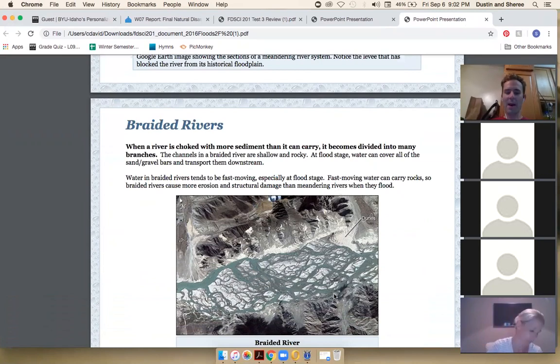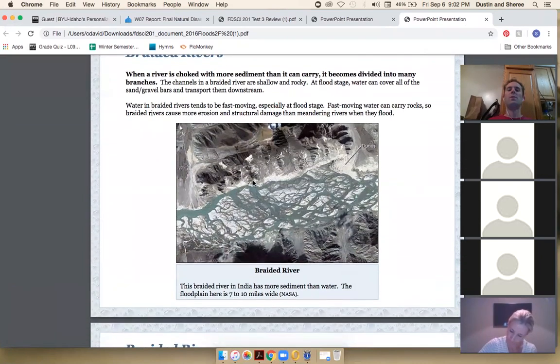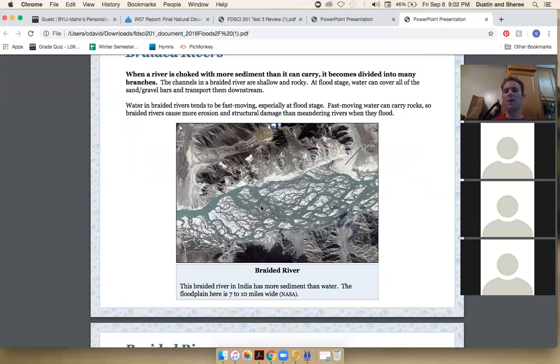And often it's a very rocky area, but you can see this whole area. When this floods, all of this will be covered in water. And basically, when it floods, all of this sand and gravel you see right here is going to be stripped away and taken downstream. So there's that. Other thing is the water in these streams is faster moving than what you would see up in the meandering systems. So this is faster moving water as well.